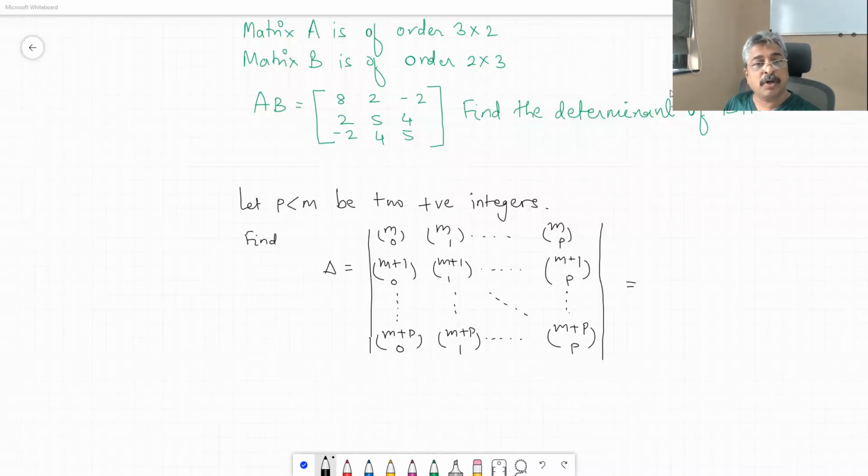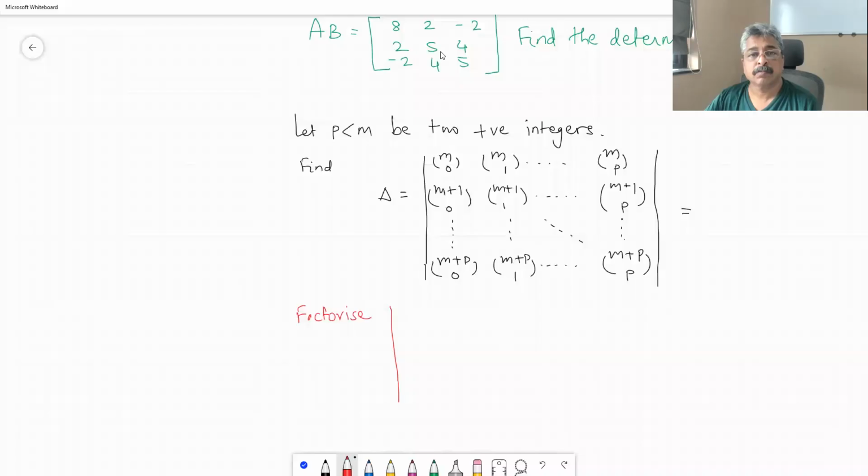Okay, for those who have solved the first problem, let P less than M be two positive integers. Find the value of the determinant. M choose 0, M choose 1, M choose P, and the last row is M plus P choose 0, M plus P choose 1, M plus P choose P. Those who have solved the first two problems should solve this.